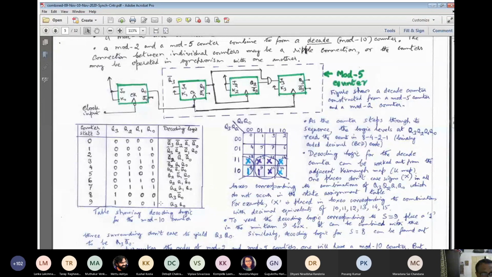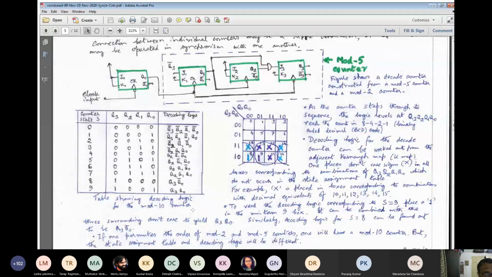Similarly, for state 9, 1001, this will be 1, this will be 0. So we can combine the surrounding neighbors with 9, and hence the decoding logic leads to a 2 variable AND function. So somewhat simplified. So this is the idea of decoding logic, how we can generate the decoding logic for individual states. As we progress in our class, we'll make use of decoding logic. Clear so far? If any doubt, let me know.